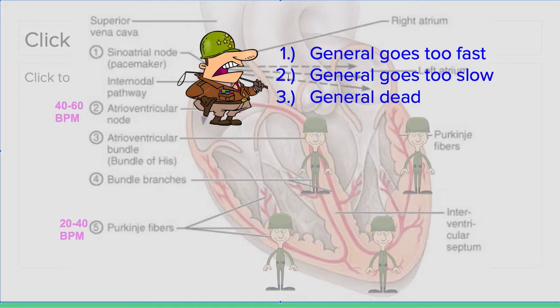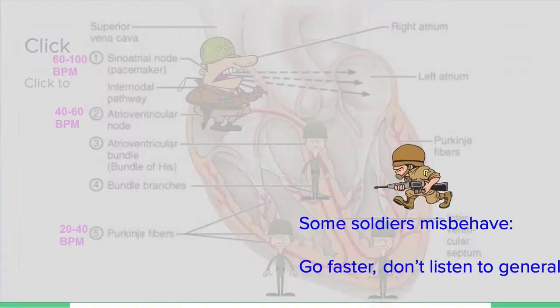So one general problem that could happen is our SA node, our leader, is not behaving properly. Too fast, too slow, or it's just dead or malfunctioning. The second problem, and the one that tends to be much more serious, is when this one is working fine, that we have our leader, he or she's behaving as they should, but some soldiers lower in the chain of command decide to misbehave and go rogue. They decide, I'm not listening to the SA node anymore. I'm not listening to the leader. I'm going to do my own thing.